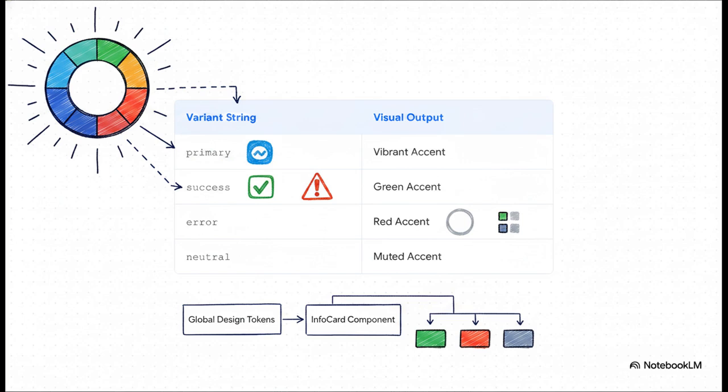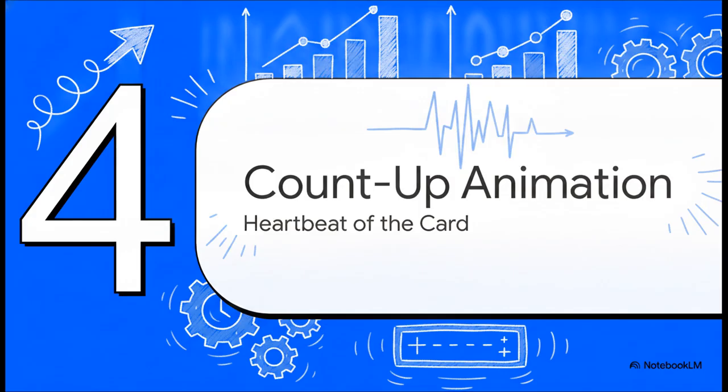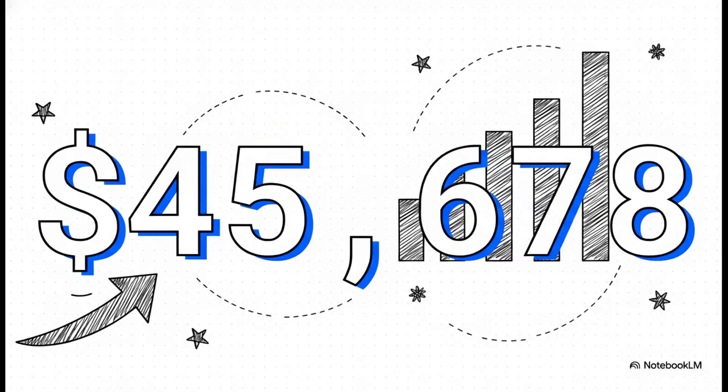Talk about a time saver. Which brings us to the absolute most dynamic part, Section 4, the count-up animation. This is truly the heartbeat of the card. Just imagine loading up a dashboard and seeing a massive, static target value instantly pop up, say 45,678. I mean, it's informative, sure, but it's completely lifeless. So, how can we make reaching this number feel like an actual event? How do we give the user a real sense of scale and momentum?